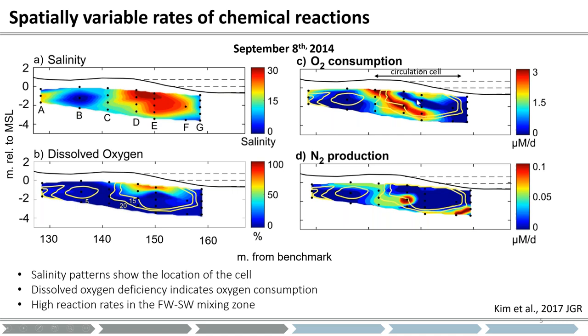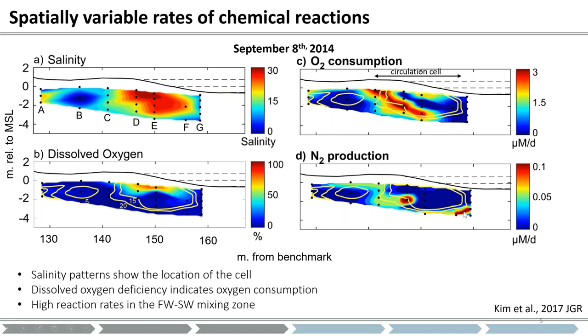Nitrogen gas production, on the other hand, requires anoxic conditions. And so you're seeing also a similar pattern, but this is going to have its hotspot towards the discharge zone where oxygen availability is a little bit lower. And so you can see right off the bat that these reactions are spatially variable, which was my first key point, and that they're controlled by reactant delivery by groundwater flow.